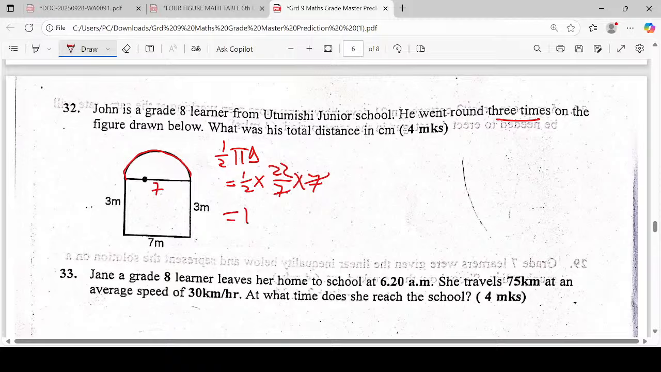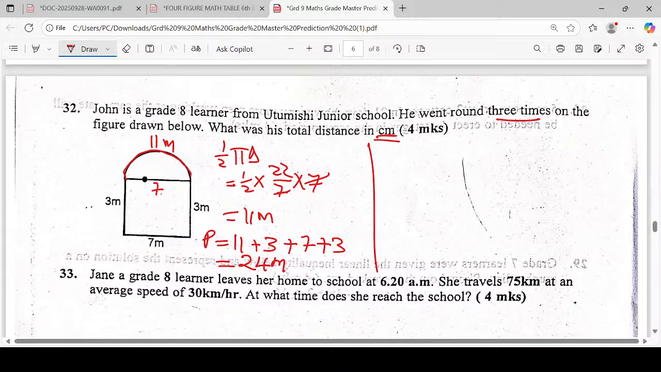So that part is 11 meters. This part here, 11 meters. So let's get the perimeter of this figure. It will be 11 plus 3 plus 7 plus 3. When you have 11 plus 3 plus 7 plus 3, this is giving you 24 meters. Remember, they want it also in centimeters. So just going one round, you cover 24 meters.